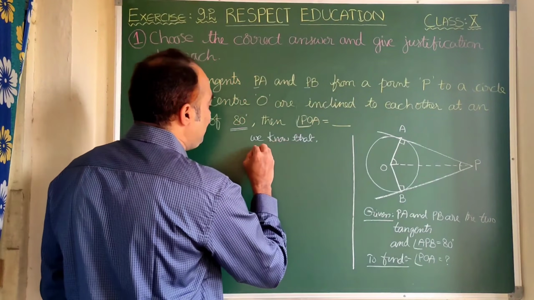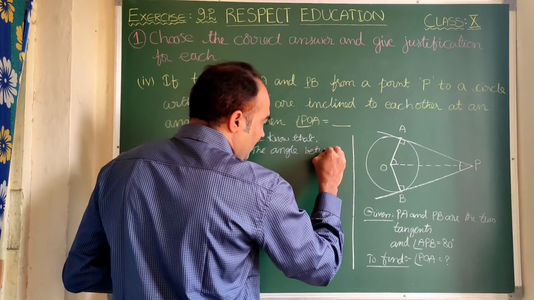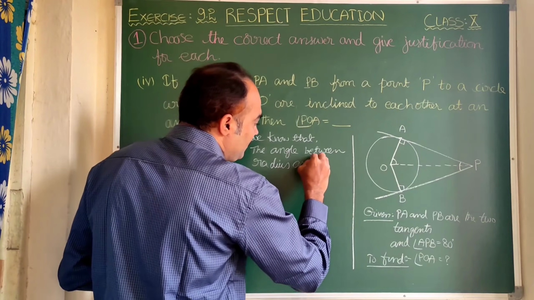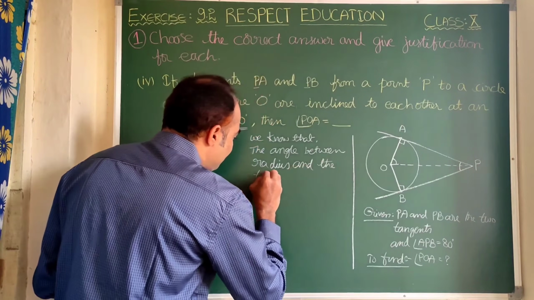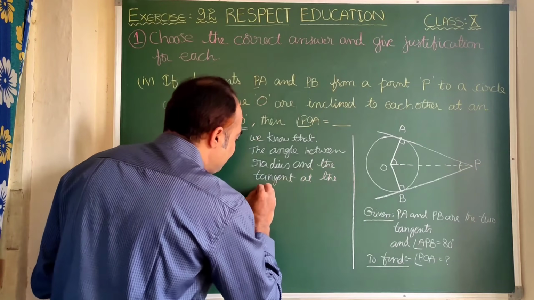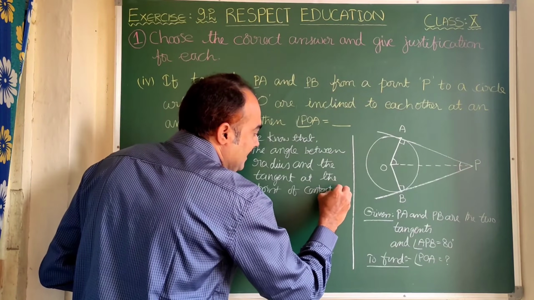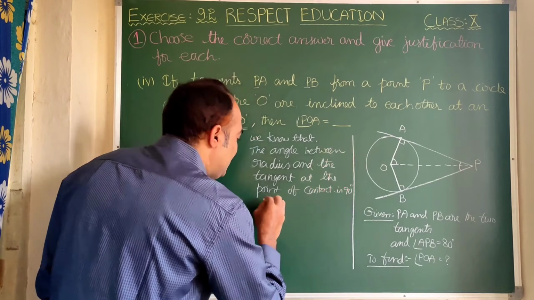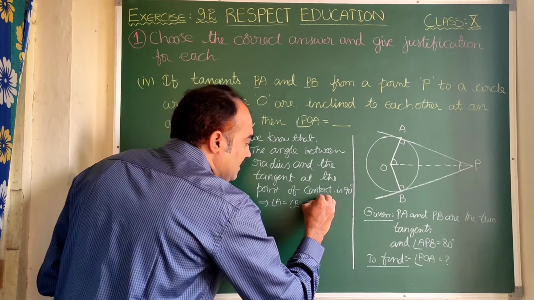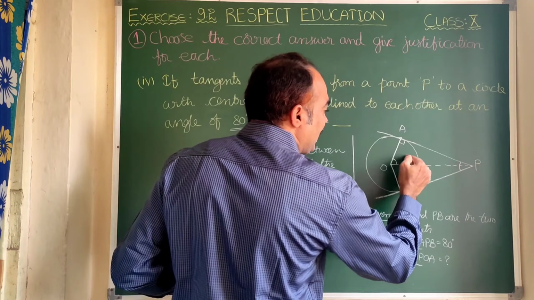So let us write the same here. The angle between radius and the tangent at the point of contact is 90 degrees. So that we can say that angle A and angle B each is 90 degrees. Now I am going to compare these two triangles.